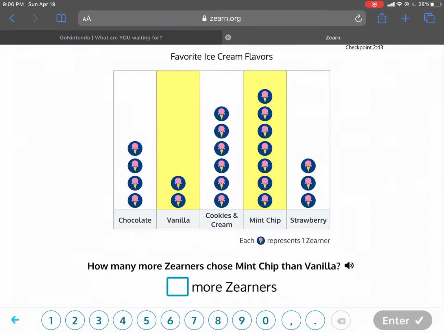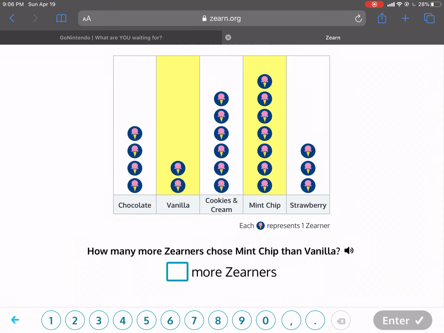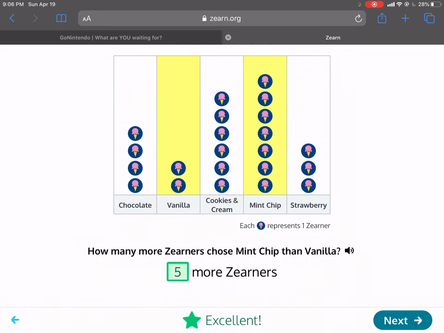In order to find the difference between vanilla and mint chip, we're going to subtract, right? We want to know how many more Zerners chose mint chip than vanilla. That's always a good hint that we need to subtract. So we're going to start with 7 and subtract 2. 7 minus 2 equals 5. So 5 more Zerners chose mint chip than vanilla.